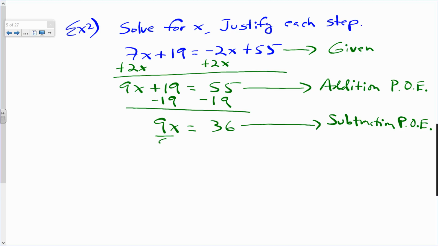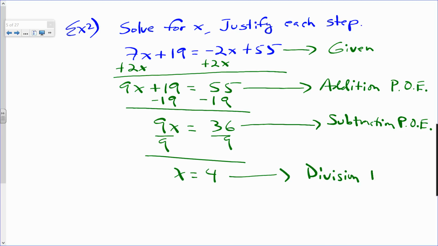Now let's divide by 9. Again, I'm not justifying this part. I'm justifying what results. What results from dividing by 9? Well, x equals 4 results from dividing by 9. So this is division property of equality.